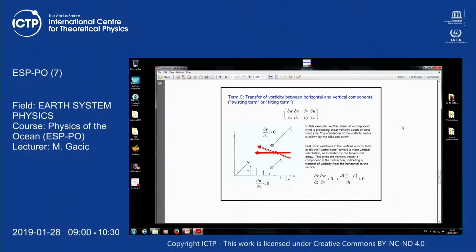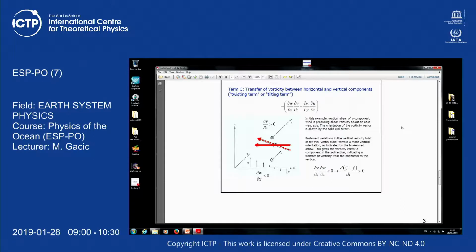So this is how there is a production of vorticity by this term, which includes the horizontal gradient of the vertical velocity multiplied by the vertical shear of the flow. What is essential in this term is that there is a horizontal gradient of the vertical velocity, which then produces changes of the total vorticity, of the absolute vorticity. Sorry.